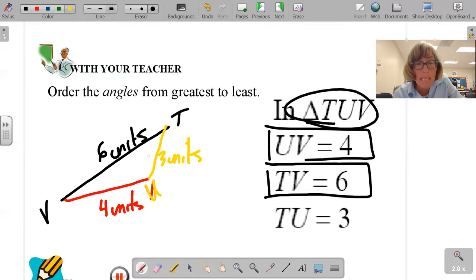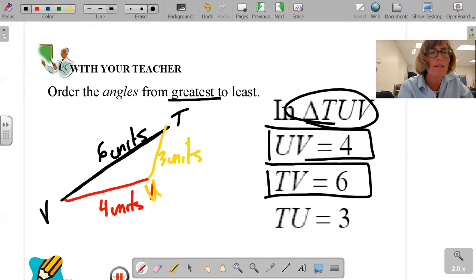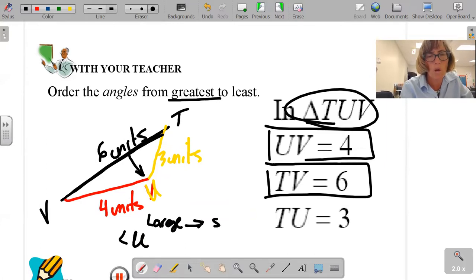Order the angles from least to greatest. Well, you've only been given side lengths. How can you do angles? It didn't ask you to find the angle measures. It just asked you to do the angles from greatest to least. Greatest, follow that order. So if this is the longest side, my largest angle in this case will be angle U. We're going to go from large to small.